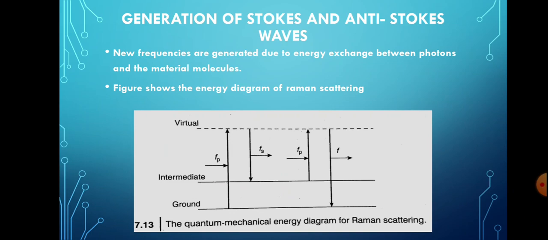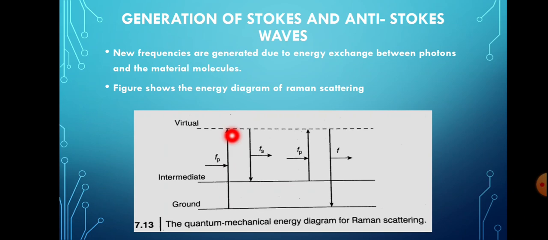Suppose in the case of the Stokes generation process, all the electrons will be in the ground state at thermal equilibrium, or the electrons or carriers will be in the ground state. In the Stokes generation process, suppose we are giving a pump signal to the material, then that pump energy will be absorbed by the material. Suppose we say that pump energy is the incident photon of energy. That means in the Stokes generation process, an incoming photon of frequency Fp, where Fp is the pump frequency, excites the molecules from the ground state to the virtual state.